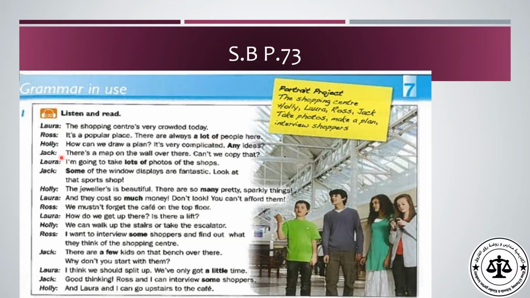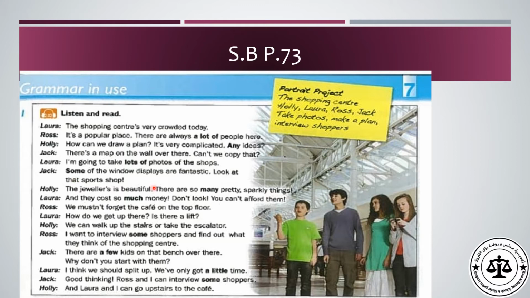So please underline it. Holly: How can we draw a plan? It's very complicated. Complicated means difficult. Any ideas? Here we have a question. Idea, ideas. This is a countable noun. And we use any because it's a question. Excellent. Jack: There is a map on the wall over there. Can't we copy that? I'm going to take lots of photos of the shops. Lots of photos. We can say lots of or a lot of. Photos is the countable noun.